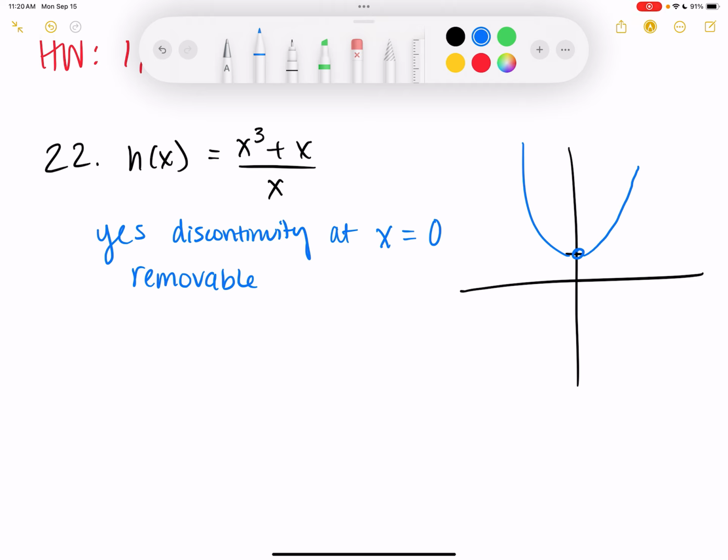You showed me. Okay, 24. I'm just writing numbers. G of x is equal to x over x minus 2. So all they're asking right now is, is there a discontinuity at x equals 0? No. Why? Because it's 0 over -2. Oh, okay. Because at 0 there's no issue here. It's just equal to 0.